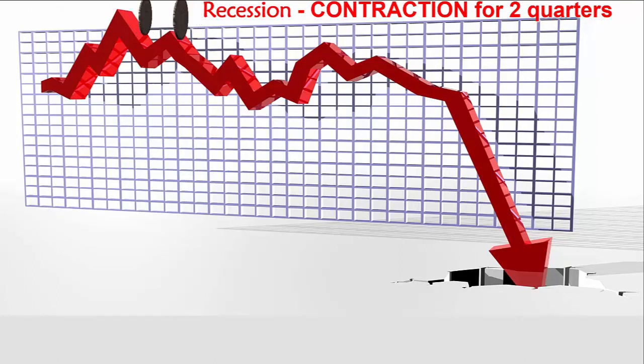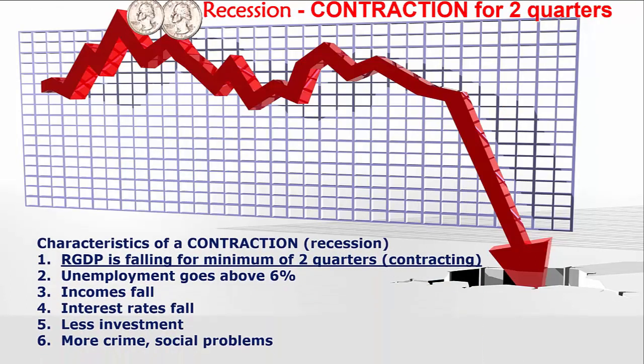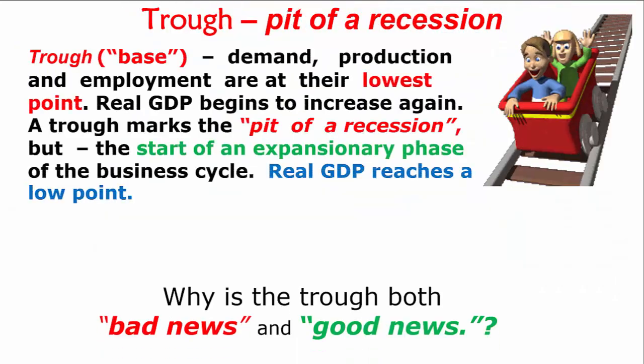Then we have the recession. This is when the economy begins to contract. So the defining characteristic now is real GDP is falling, and it has to fall for at least 2 quarters of a calendar year. So that's typically 6 months. So during a recession, unemployment will tend to go above 6%, incomes fall. Now the Federal Reserve is going to lower interest rates to help us out in the recession. You're typically going to see less investment because businesses are worried about the future. And a lot of times you'll see more crime, more social problems, more divorce, more alcoholism, more drug abuse, all of those things. So that is a recession, and the recession ends with the trough.